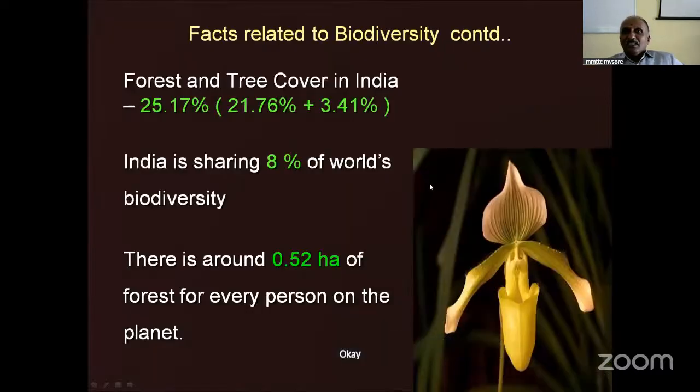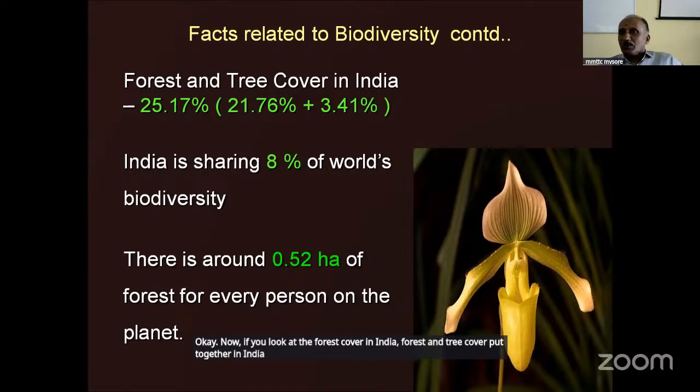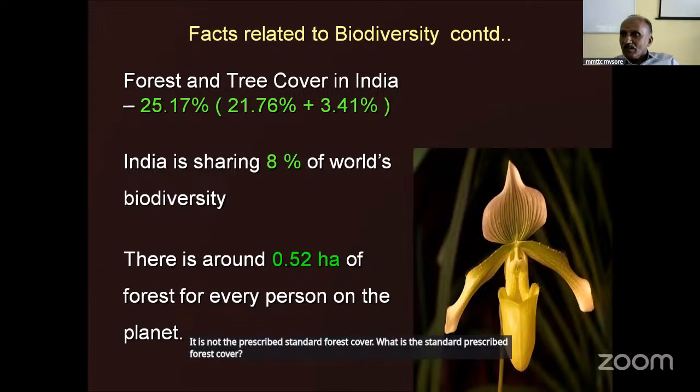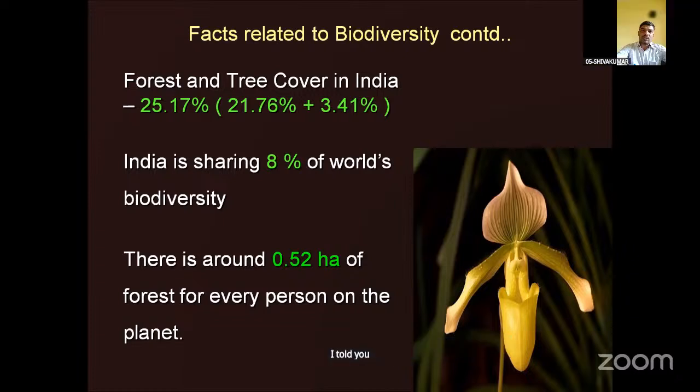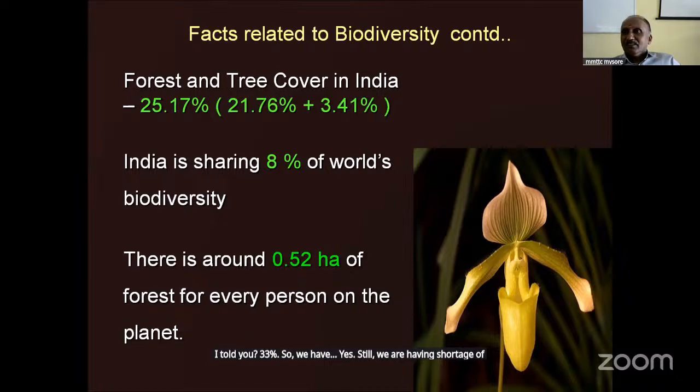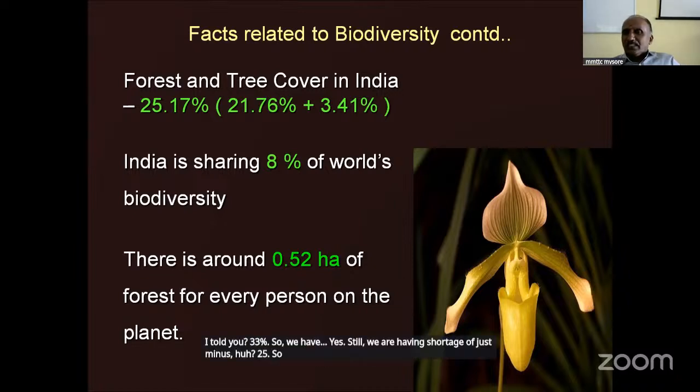Okay. Now, if you look at the forest cover in India, forest and tree cover put together in India, we are having about 25.17%. It is not the prescribed standard forest cover. What is the standard prescribed forest cover? I told you 33%. Yes, 33%. So we are still having a shortage. So this almost nearing 8%, right, is the loss of forest cover in India.